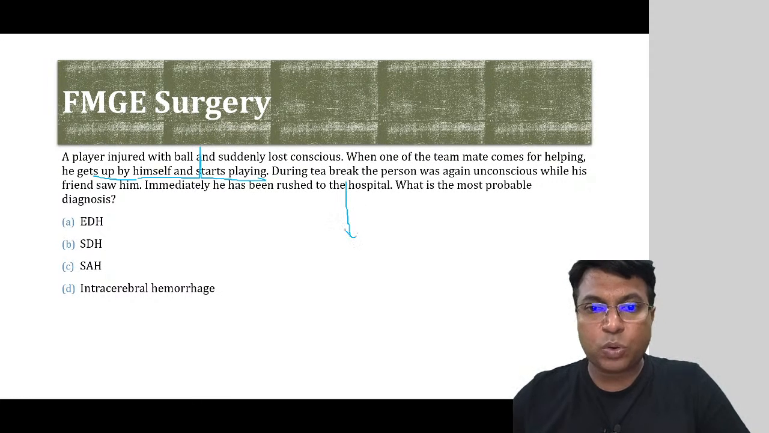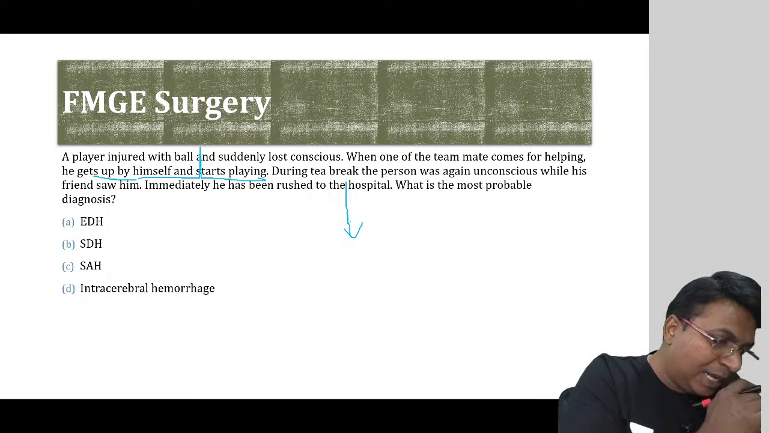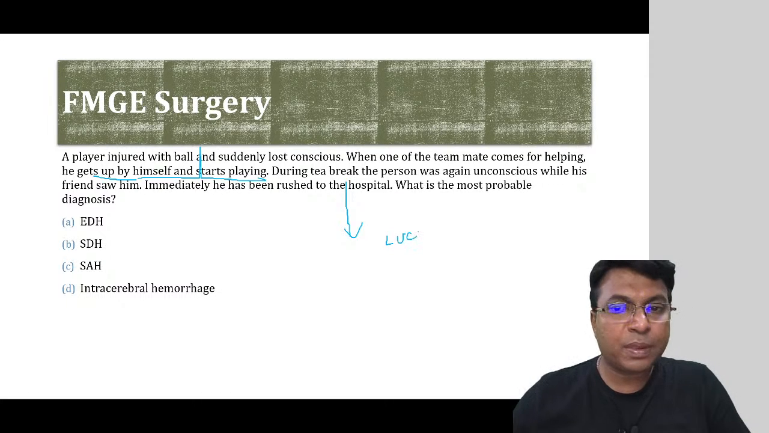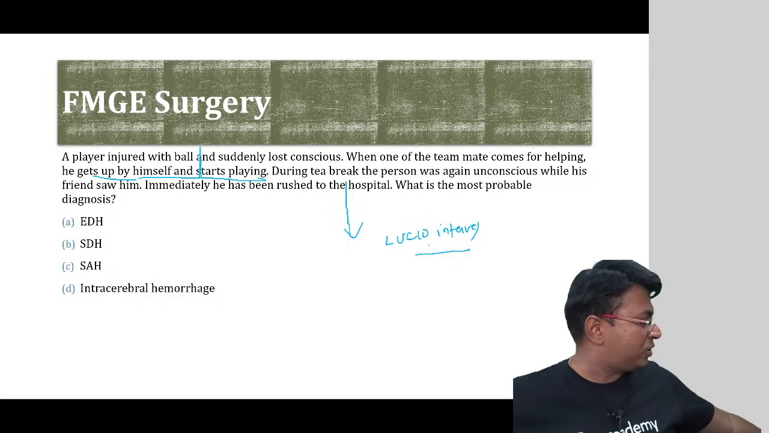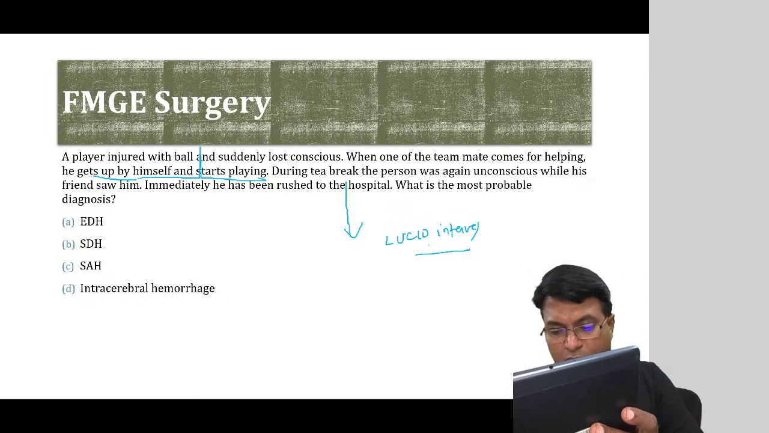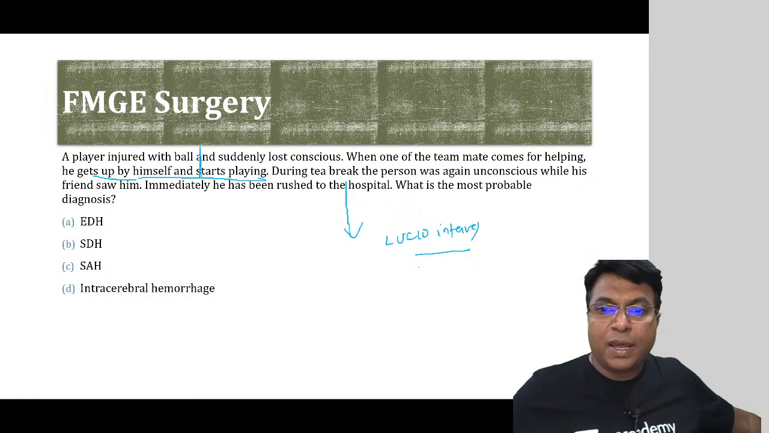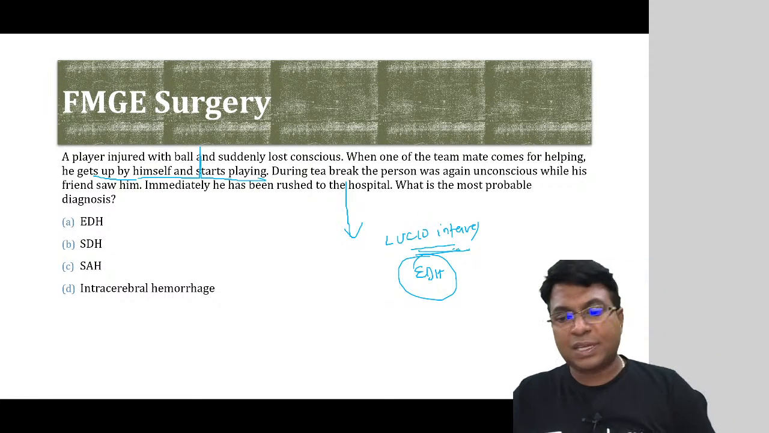What is the history giving you? Yes, very good, EDH is correct. The history is related to a lucid interval. Please don't forget, this is a picture showing a lucid interval. Lucid interval is a classical feature of EDH, extradural hemorrhage. This is a classical EDH.